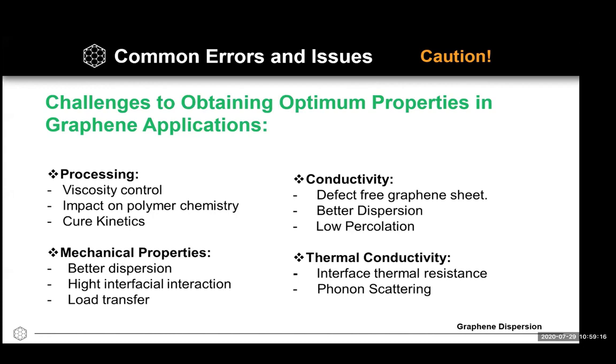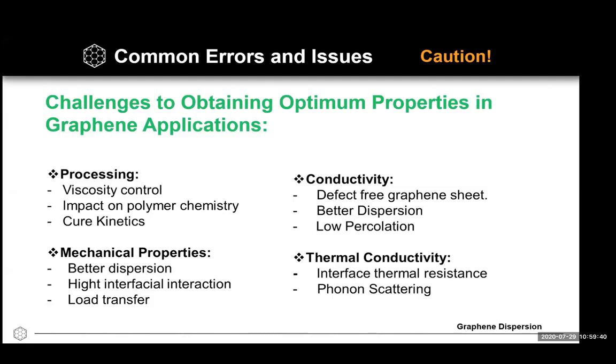If you are looking for electrical conductivity, what's very important is you have to have a very low percolation threshold, right? But you have to have a good dispersion with lots of point-to-point contact, because the electrons have to have a pathway in order to travel from one place to another. And if you disrupt that pathway, then your conductivity goes away.